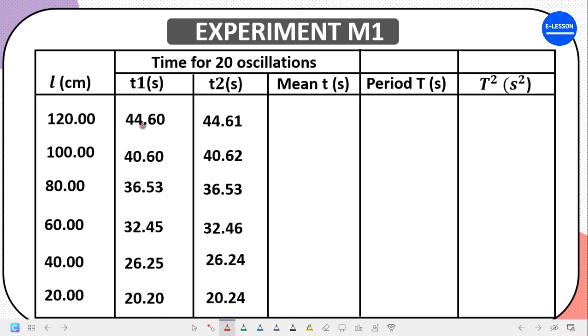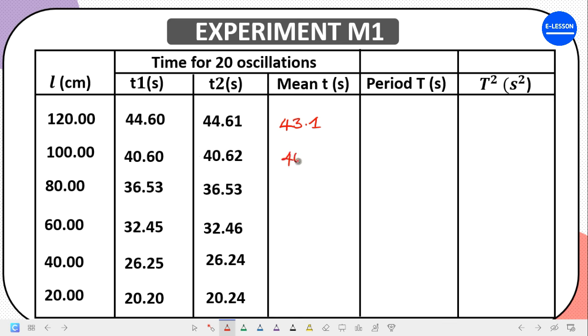Let's do that for each of them and see what it's going to give us. So we have the first one, 44.60 plus 44.61, and that is giving us 86.21 divided by 2. That will give us 43.1. So our mean here is 43.1. Now we are going to do the same thing for everything here. We have 40.60 plus 40.62 divided by 2. I think this will give us 40.61.